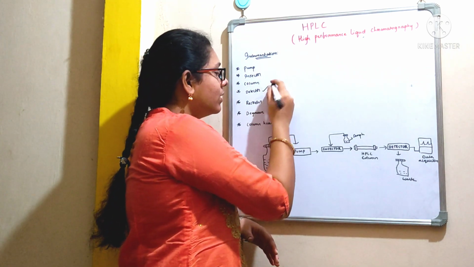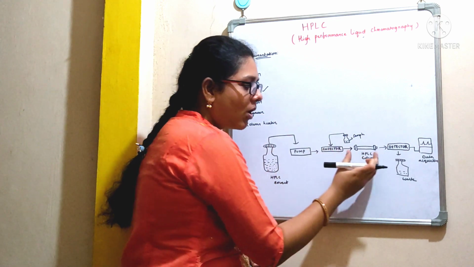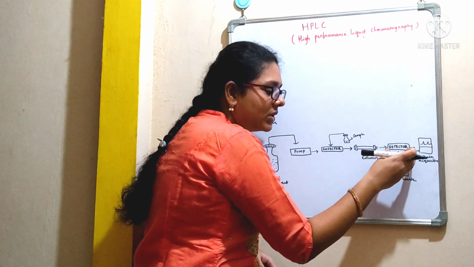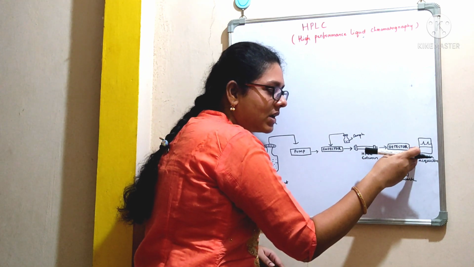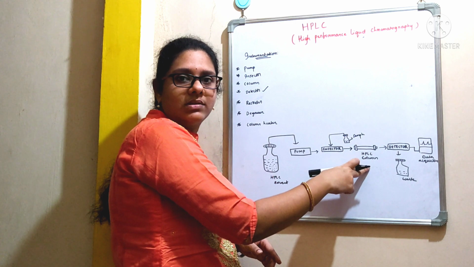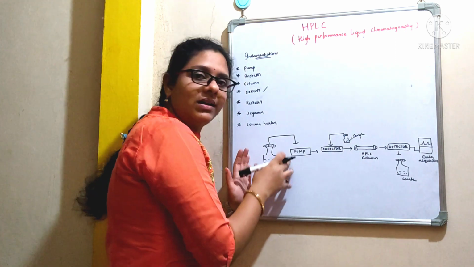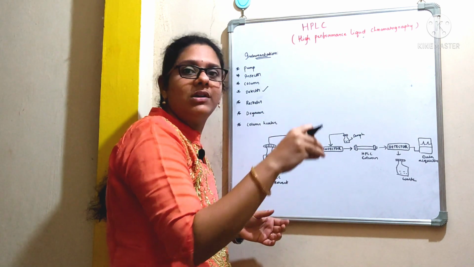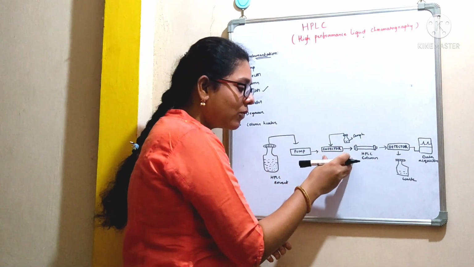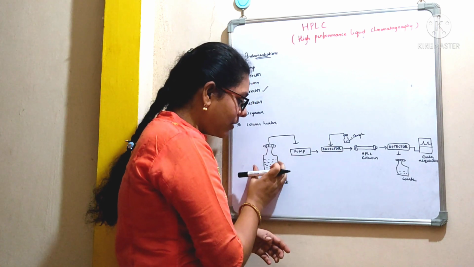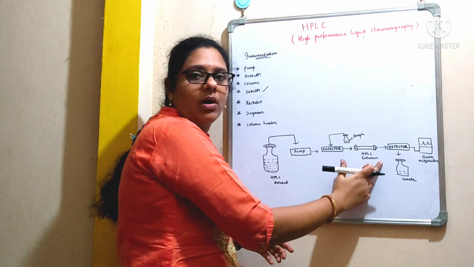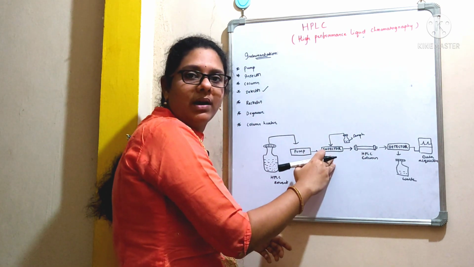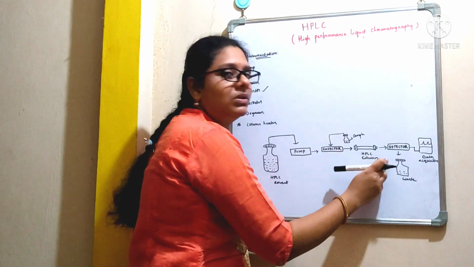Coming to the other important one, that is the detector. What happens in the HPLC column? The separation of compounds will take place, right? So the detector present over here is going to observe the separation process. The composition of the eluent is consistent when there is no analyte present. Analyte is nothing but the compound that is present in a solution, right? So with the help of the pump, we are forcing the mobile phase to move through this column. At the same time, with the help of the syringe, we inject the sample, right? So this sample will also move through this column.